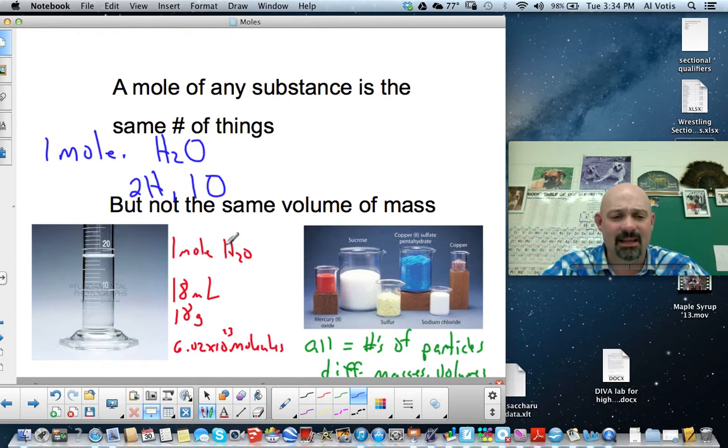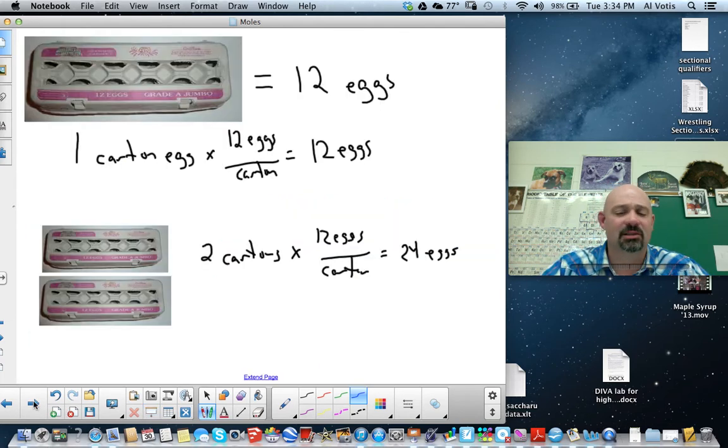Now, why exactly might that be? Why might equal quantities of things have different masses? It's pretty simple. It's because, as you'll see in the next slide, different atoms have different sizes and masses themselves. So if I took 10 toasters versus 10 pencils, I have exactly the same number of things, but the toasters are going to weigh more and take up more space because a toaster is bigger than a pencil. That's what we're looking at in this case.